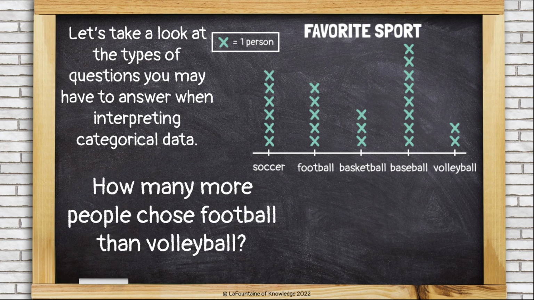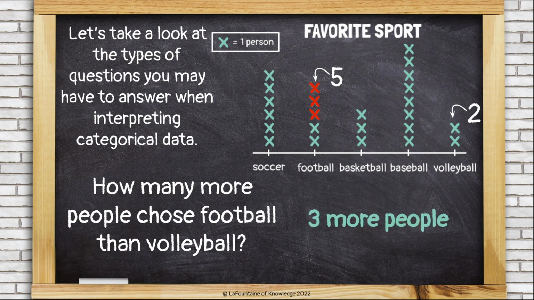How many more people chose football than volleyball? So 5 people chose football and 2 people chose volleyball. And I'm trying to figure out how many more people chose football. That's subtraction. That's 5 minus 2, which is 3 people. And you can see those 3 extra X's here. Volleyball only has 2 X's. Football has 2 X's, and then it has 3 additional X's to make 5 total people. So 3 more people chose football than volleyball.